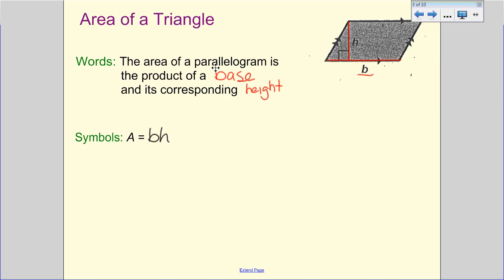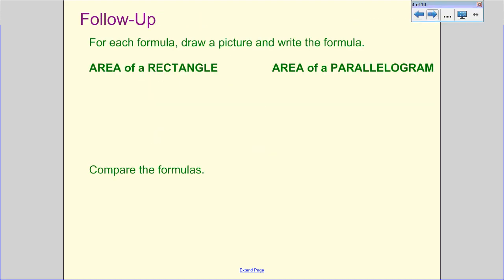But the difference here is the height is not a side. So it's kind of like your triangles, where your height was given inside or outside of the triangle. It's going to be the same thing for your parallelograms. So for our follow-up, for each, we want to draw a picture and write the formulas. We're going to save this activity because I want to visualize this with you guys in class and show you why we can compare these two formulas.